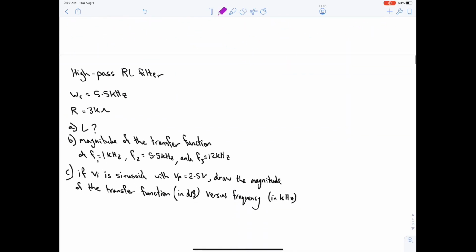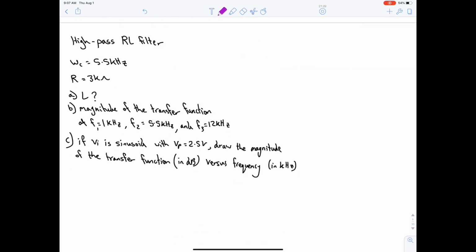Okay, next. We have a high-pass RL filter, which is sketched like this. This is a high-pass RL.